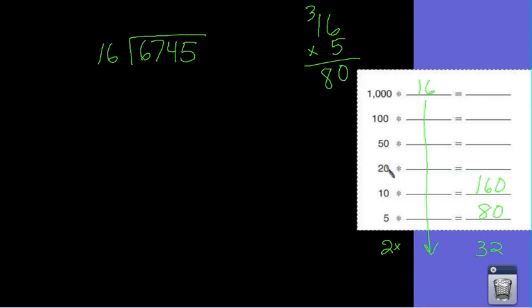I can come back, and for 20, I can reference 2. So if 2 times 16 is 32, 20 times 16 is going to be 320. For 50, I'm going to reference 5. I'm just going to add a 0 to the end of my 80 for 800. 100 is going to have two zeros at the end, 1,600, and 3 zeros, 16,000.